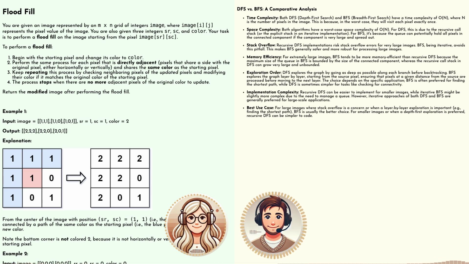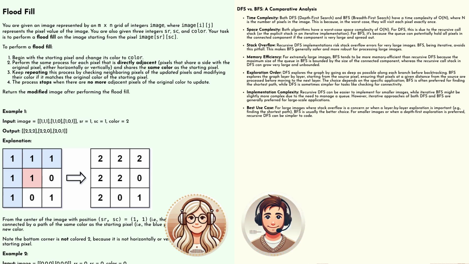Speaking of informed decisions, you mentioned that both DFS and BFS have a time complexity of O of m times n, where m and n are the dimensions of our image. What exactly does that mean in plain English? It means that in the worst-case scenario, we might have to visit every single pixel in the image. The time it takes to run our flood fill algorithm will grow proportionally to the size of the image. Okay, so a larger image means potentially more pixels to check and recolor, which could take longer to process. Makes sense. And what about space complexity?